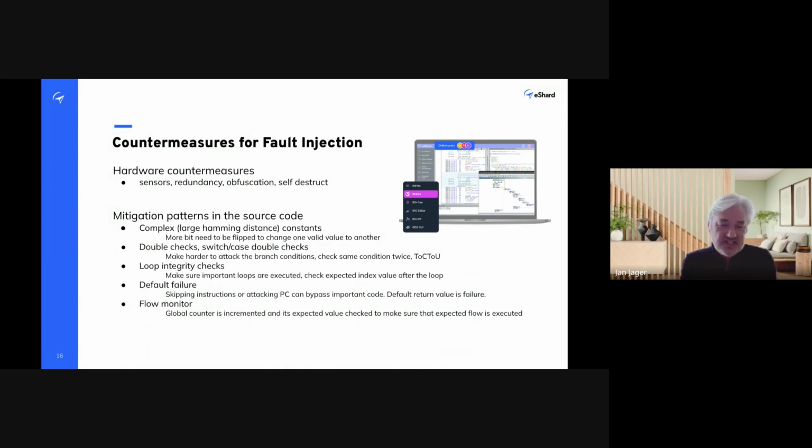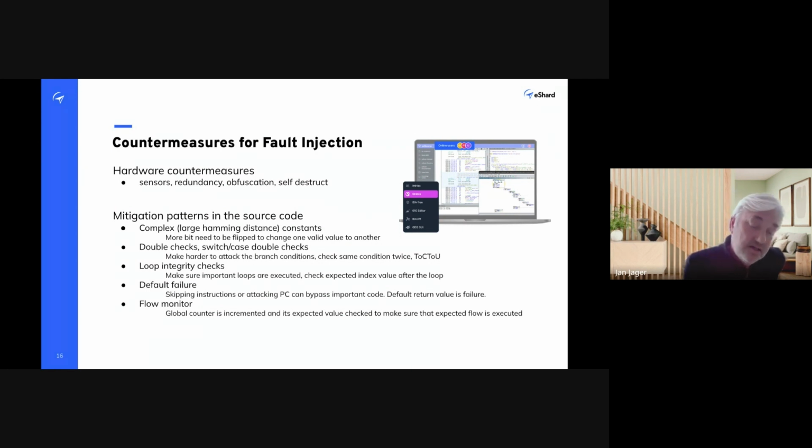Loop integrity checks are a way to make sure that important loops are executed, and you can check afterwards if a certain index has the same value, and that value is only reached if you are going through that loop. So that's one of the things that you can use to mitigate. Of course, there's also default error handling or default failure, where if anything happens, the return value is always a failure and never a success. So you cannot bypass any authorization or any checks that are done in the software.